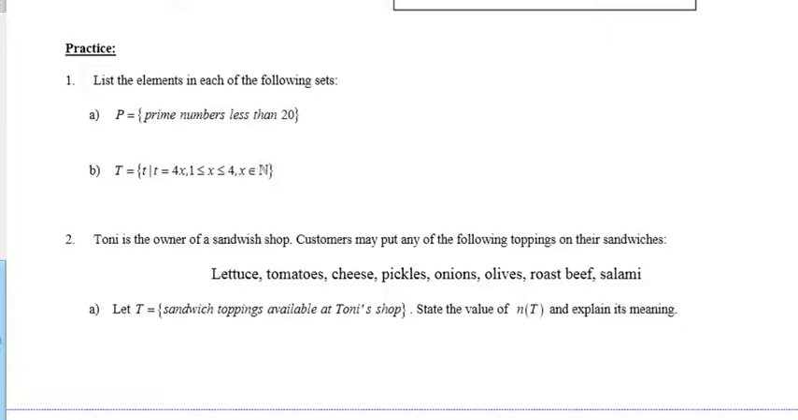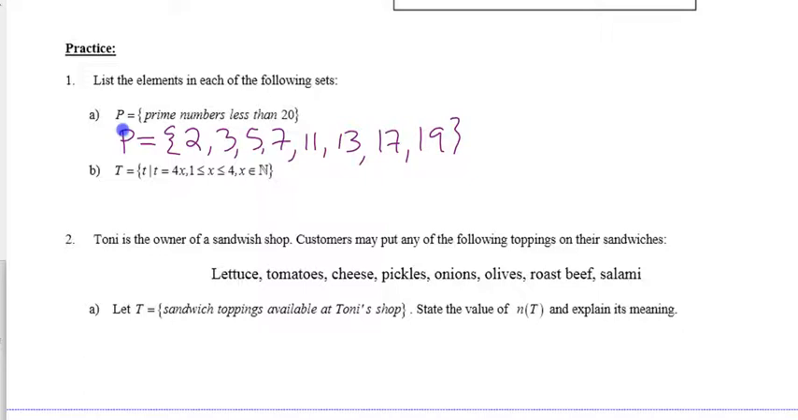Okay, practice. List the elements in each of the following sets. So the set P is prime numbers less than 20. Let's list them then. So P is equal to, what's the first prime number? Okay, I'm going to go with 2. 1 is by definition not prime. What's a characteristic of a prime number? That it's only divisible by itself and 1, right? So 2 is the only even prime number, since every even number is divisible by 2. So we got 3, 5, 7, 11, 13, what's next? 17 and 19. Okay, and that's it.